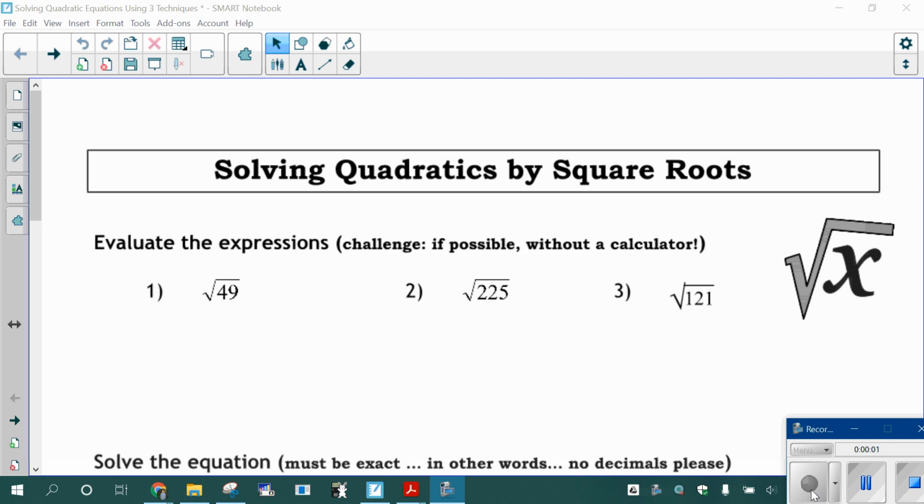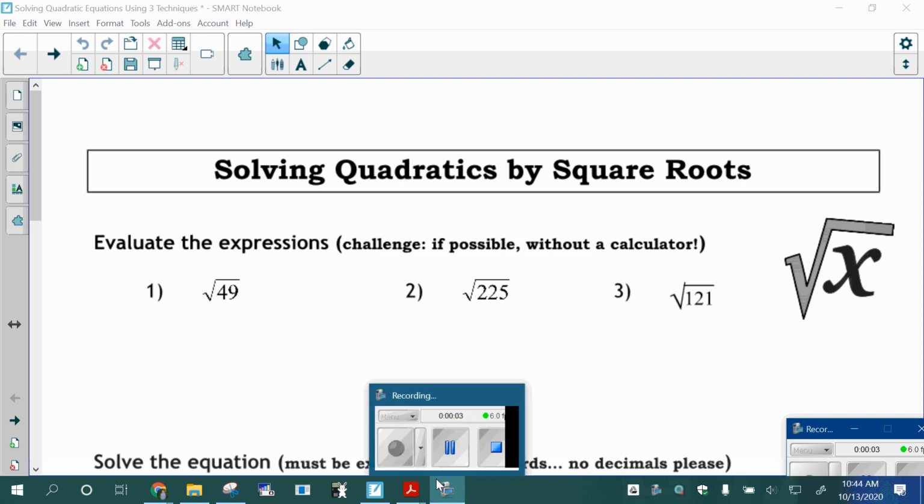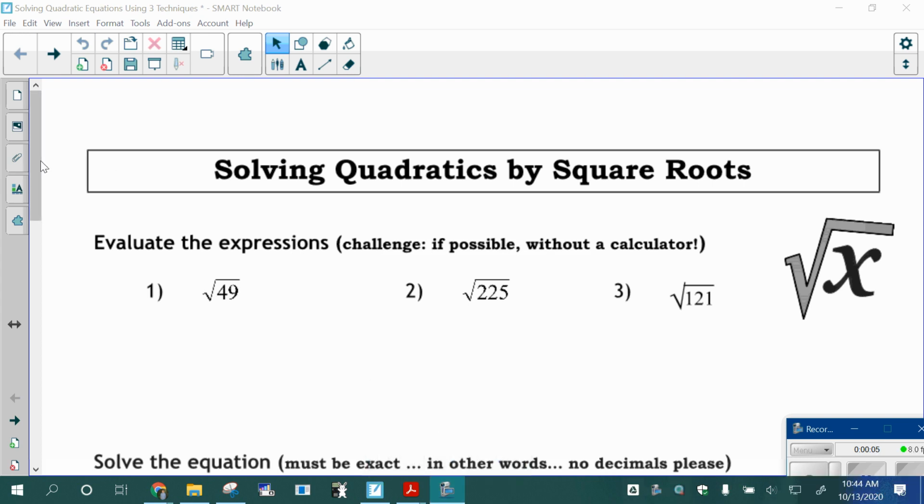Mr. Covey here, and we're going to be talking about how to solve quadratic equations using three different techniques. So this should be review from Algebra 1 as well as Algebra 2. So I hope this comes back to you quick. We're going to kind of do this all in one video.